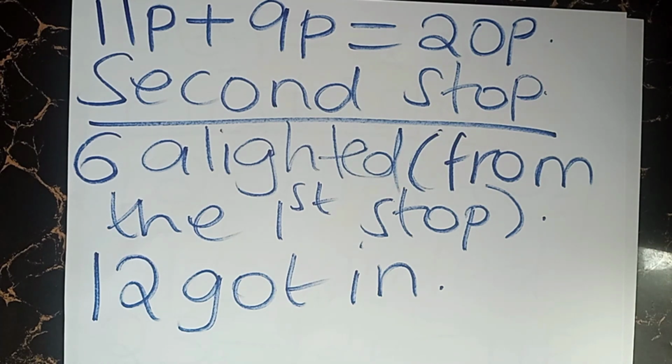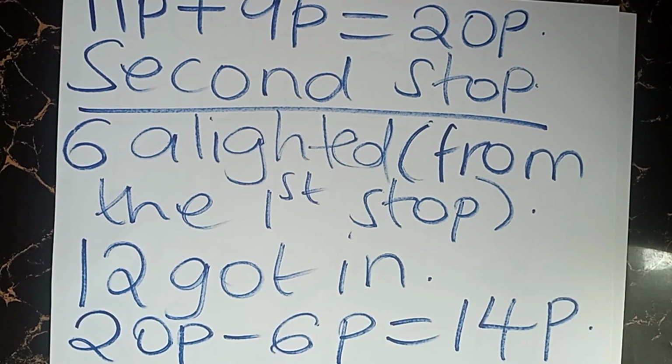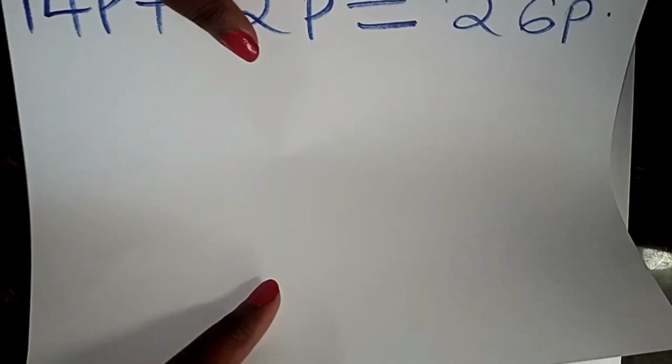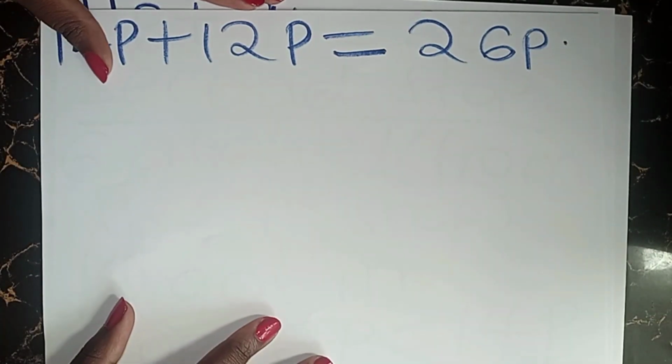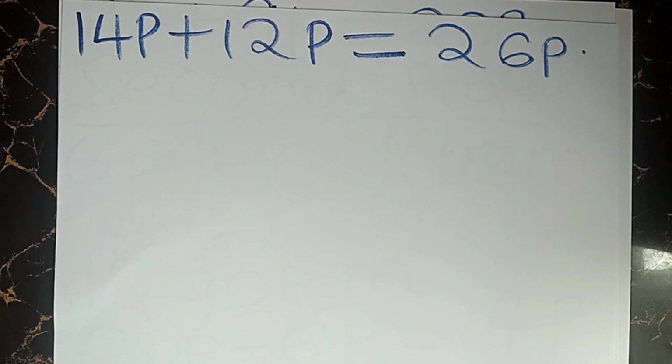So when you do that, we have 20 passengers minus 6 is 14 passengers. And we also know that 12 passengers got in. So we'll add that to the 14 passengers that were in the bus after the 6 alighted, okay? Are we following? So now we have 14 passengers plus 12 passengers, which is 26 passengers, okay? So 26 passengers remained in the minibus after the second stop, okay? So let's continue reading the question. The minibus did not stop again up to the final destination.